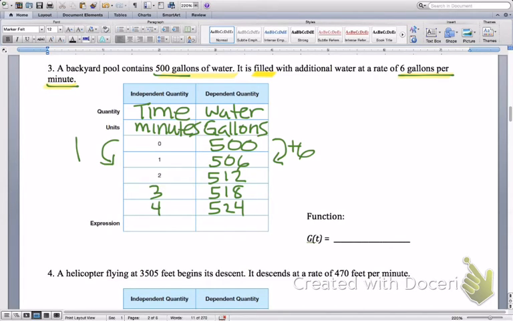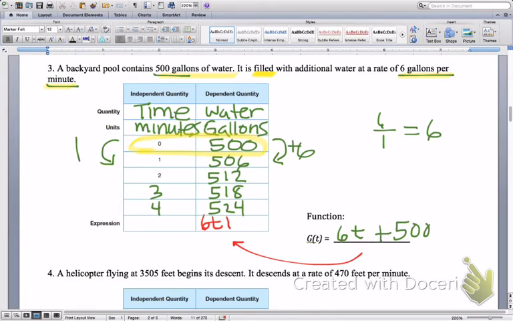We're adding 6 gallons. So my function is 6 divided by 1. I'm writing 6 over 1 again. I'm just writing it down so you can have it in your notes, but you can probably do this in your head. 6t. And it's positive because we're adding it to the pool, plus the beginning value. My beginning value was 500, so we're going to add 500. So this is my expression, which goes right here. So 6t plus 500. And the expression is in t for the independent quantity.